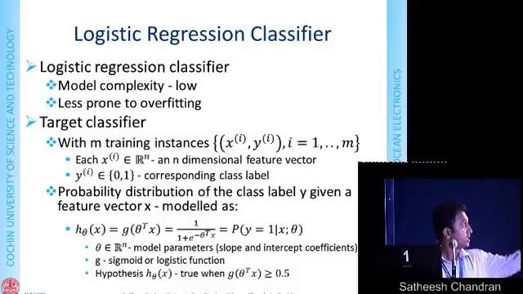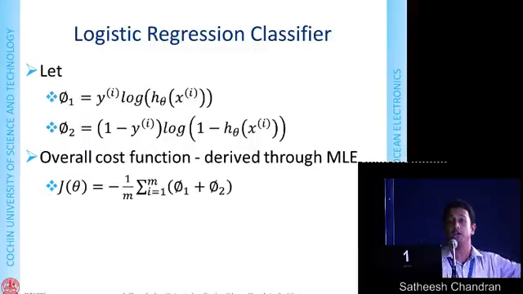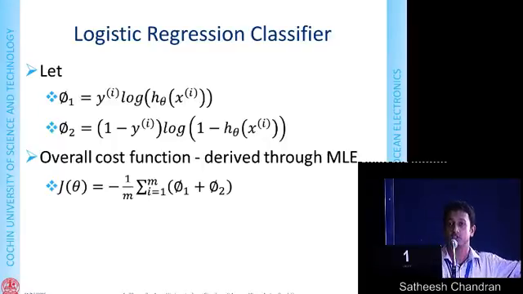Let this be phi1 and that be phi2, that formula. Then the overall cost function, derived through maximum likelihood estimation, is written as J of theta is equal to minus 1 by m, sigma i equals 1 to m of phi1 plus phi2. This is the cost function which needs to be minimized in order to optimize the parameter theta.